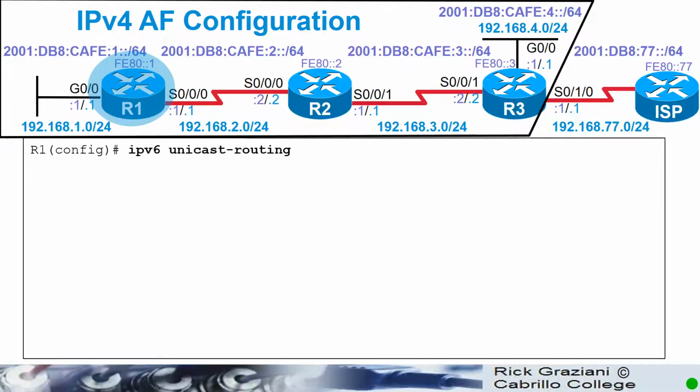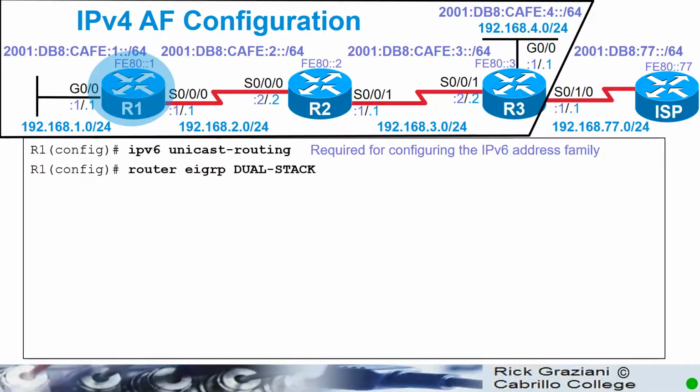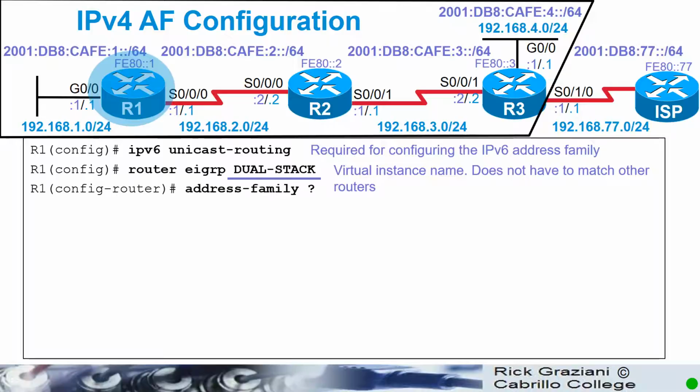Alright, so let's look at how we do that. To enable IPv6, we would set up router EIGRP and a name. Here we're giving it a virtual instance name. This does not have to match other routers, but normally it does.